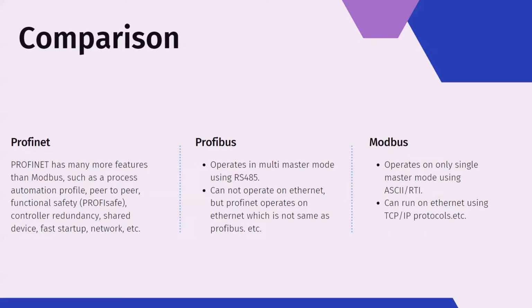As for speed of transmissions, the first one operates at different speeds of transmissions from 9.6 kilobits per second to 12 megabits per second, while Modbus supports speed of transmissions up to 115 kilobits per second.